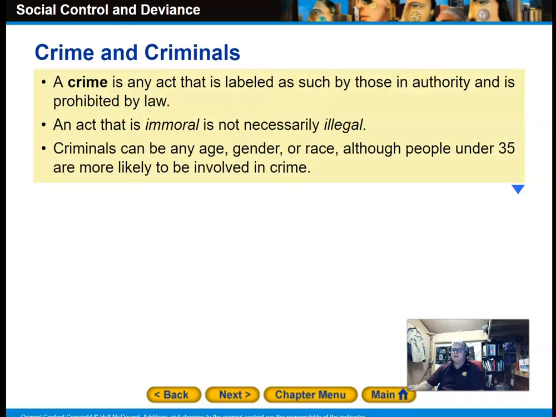A crime is any act that is labeled as such by those in authority and is prohibited by law. An act that is immoral is not necessarily illegal. Criminals can be any age, gender, or race, although people under 35 are more likely to be involved in crime.